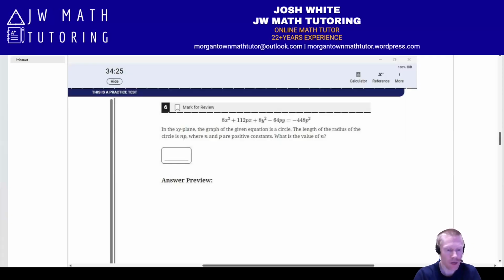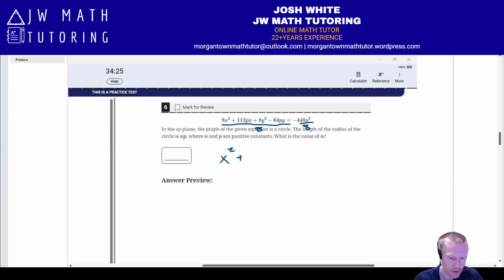So if you're going to do this one by hand, you're going to complete the square and put this equation into standard form. Then we're going to get an expression for p on the right side where the equal to r squared, and then we'll just set that equal to the np and get the value of n. So first thing I would do is divide everything on both sides by 8 just to make the numbers much smaller and easier to work with.